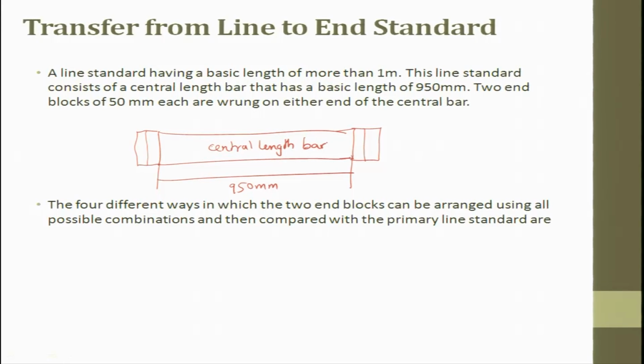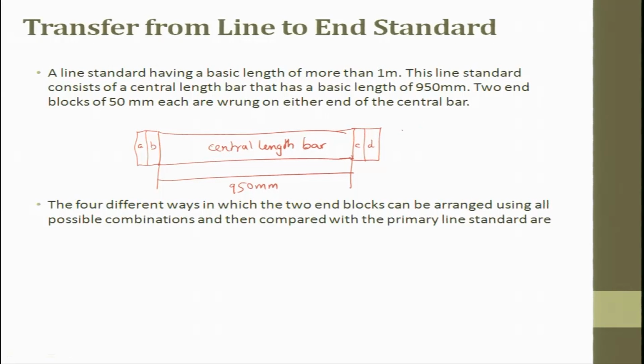And this is 950 millimeter. So what we do is we take this as block A, block B, block C and block D. Each block put together is 50 millimeter, so it sums up to 100 millimeter, right. Now there are 4 different ways in which 2 sets of blocks can be used.